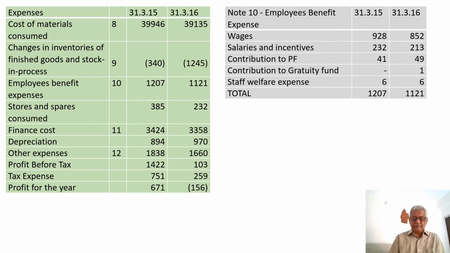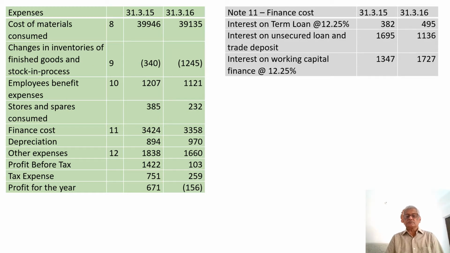Now let us go into the finance cost. The finance cost totals about 34.24 crores for the period ending 31/3/15 and 33.58 crore for the period ending 31/3/16. The bifurcation is given here because all the costs are interest only. Suppose there are other borrowing costs like LC charges or guarantee commission paid or any brokerage paid, etc. That breakup needs to be given. In this case, there is no such breakup, and the total is interest only.